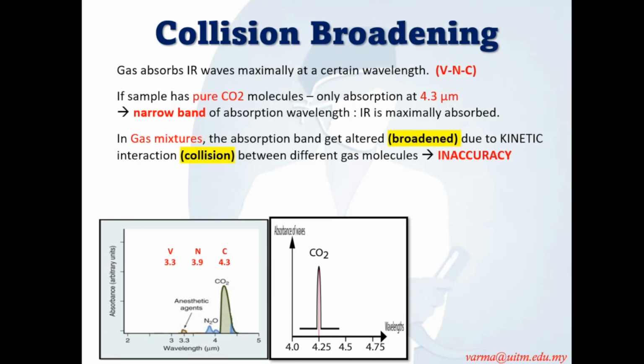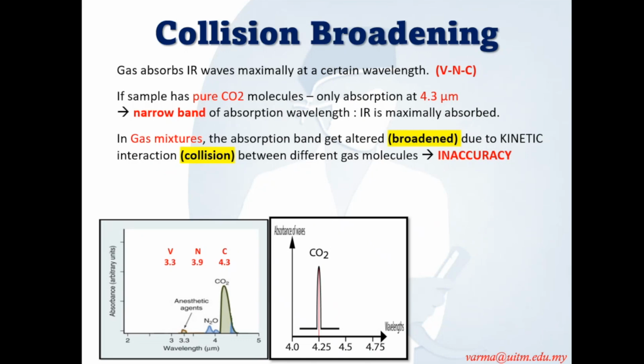Even if you are doing TIVA, you are giving oxygen plus air and carbon dioxide is being exhaled from the patient. So the gas mixture in our breathing tube is never pure carbon dioxide. In a gas mixture, the absorption band gets altered and broadened due to kinetic interaction, which is collision. Different gas molecules hit each other, they collide with each other. That is why it is called collision, and this collision causes collision broadening.